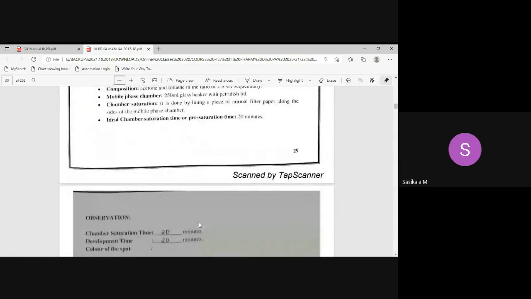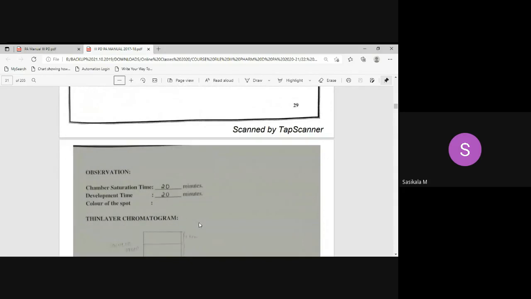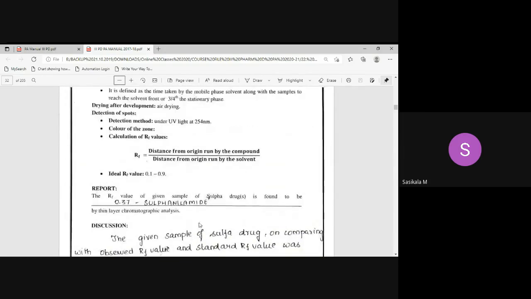One more point you need to write is what color change it gives. They have not noted down the color change. Actually, yellow colored sulfur drugs will give a yellow color zone only, with visible absorbance only. So write a yellow colored spot.